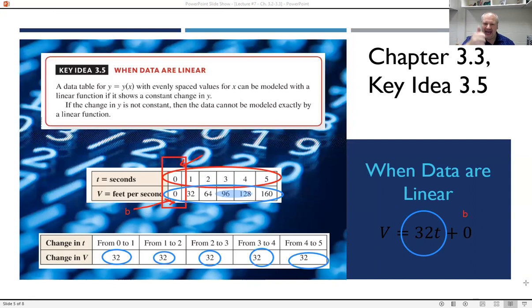So you should be able to A, determine if a set of data are linear. And then B, if they are linear, you should be able to write the function of it. And that is write the function notation of what it would be. And that really is what our primary focus is, friends, today here.